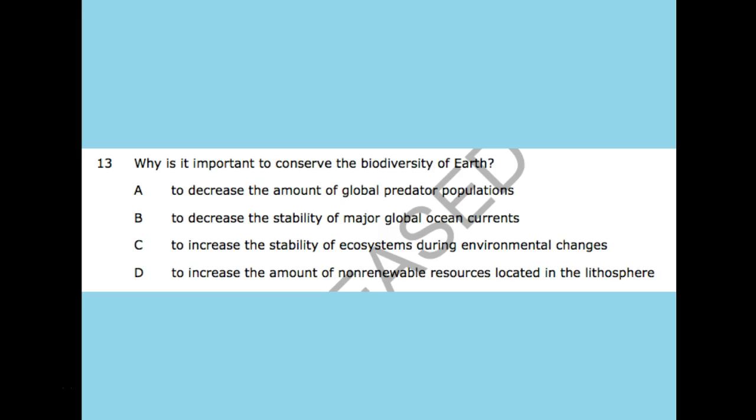13, why is it important to conserve the biodiversity of Earth? And that's because biodiversity is going to increase the stability of ecosystems during environmental changes. So it is going to increase the ability for things in that ecosystem to survive when there are changes, particularly when there's droughts, with global warming, for example, when there's big changes in the ecosystem environmentally, the things that can survive, that are genetically diverse enough to survive or have the variations that will allow it to survive, are going to be the things that survive in that habitat.